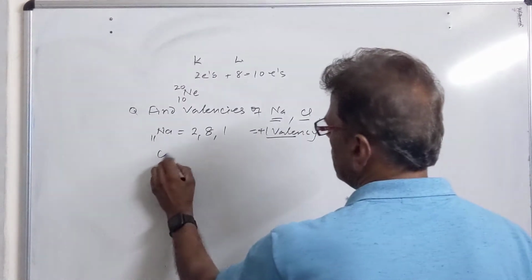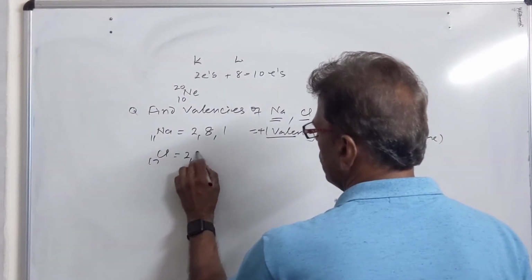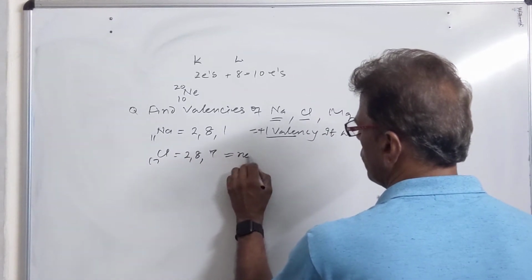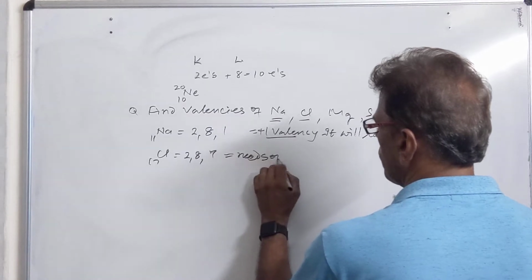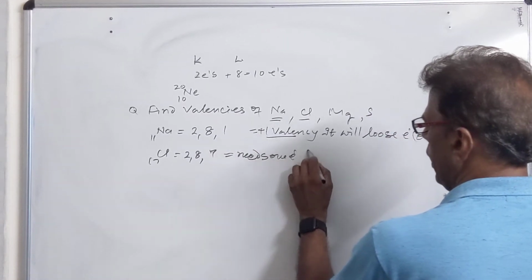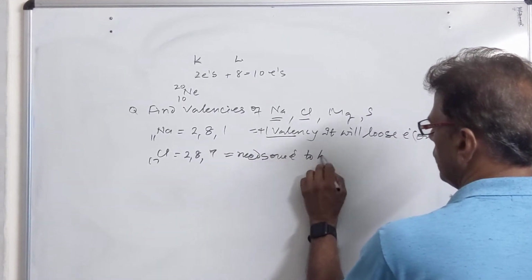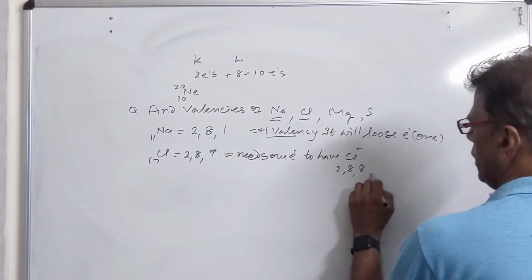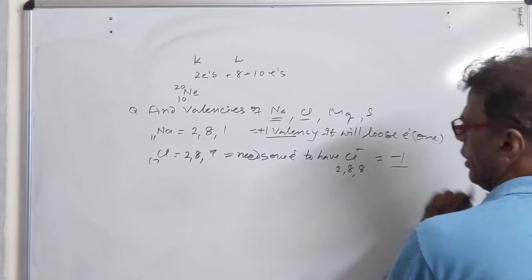Then we have Cl. Cl has atomic number 17, configuration 2, 8 and 7, and needs 1 electron to have Cl negative, 2, 8, 8. So its valence is -1 here.